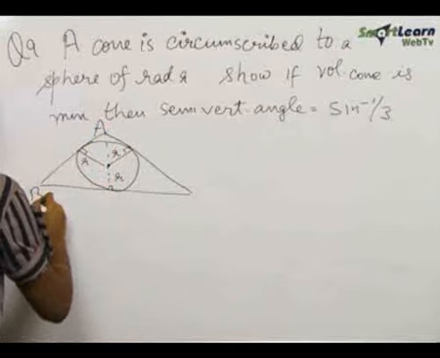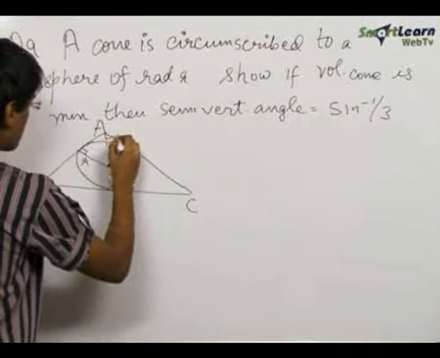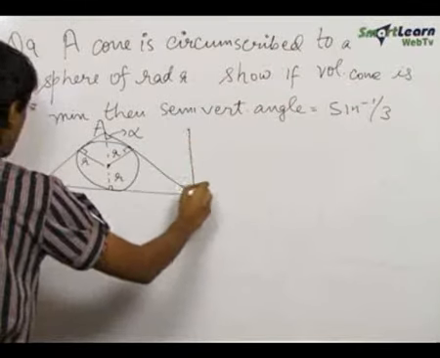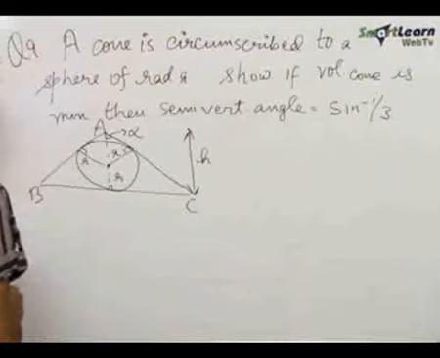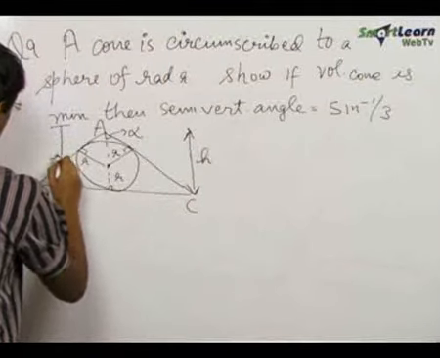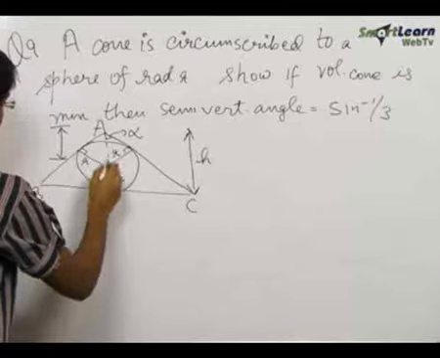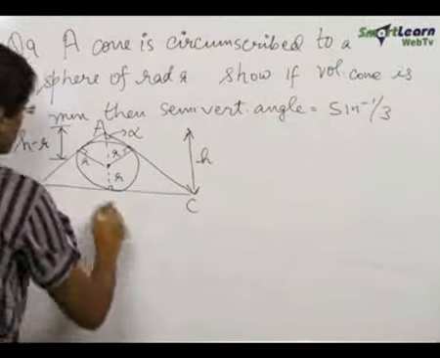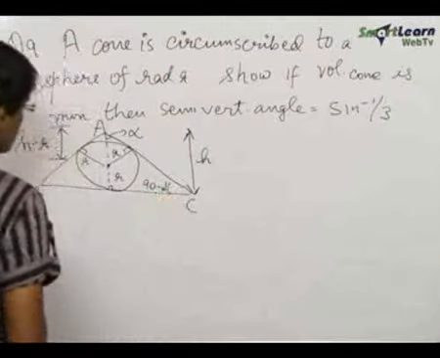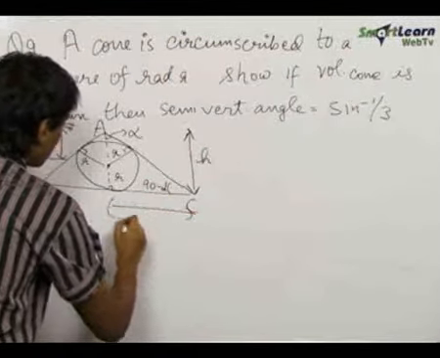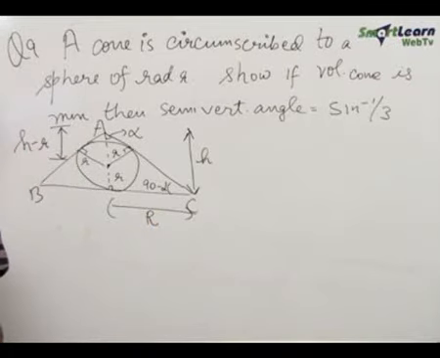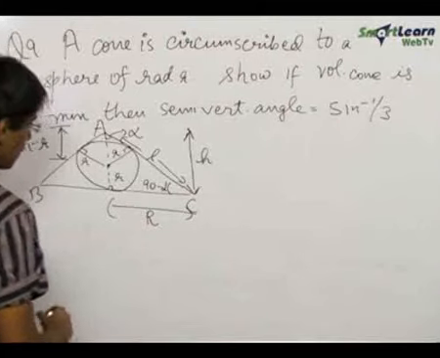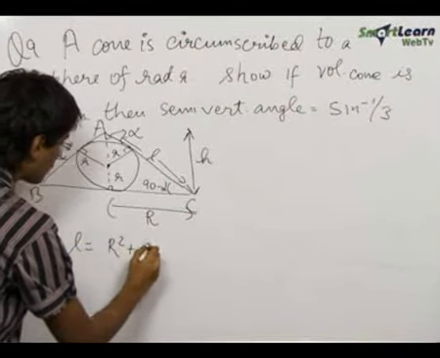If this is point A, B, C, and this is the semi-vertical angle alpha, let us say that the entire height of the cone is h. So this will be equal to h minus r. Since this is r, this will be h minus r over here. If this is alpha, this will be equal to 90 minus alpha. Let us say that the radius of the cone is capital R and the slant height is L. So this L will be equal to under root of R square plus h square.